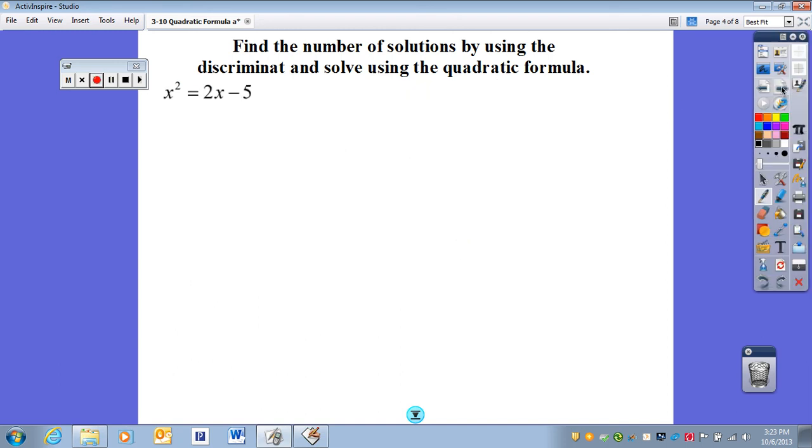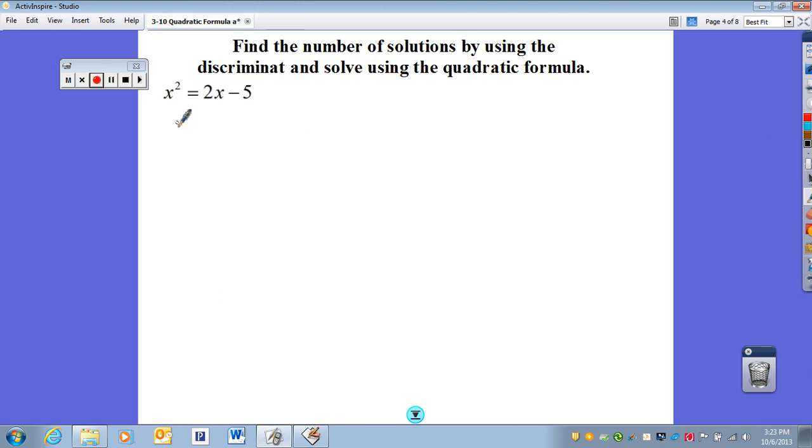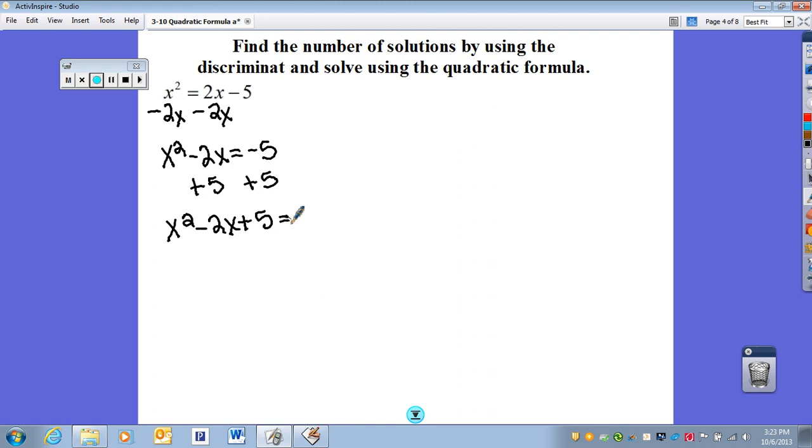Let's try another example. First of all, we need to get our quadratic into standard form, so we're going to subtract 2x from both sides. So we have x squared minus 2x is equal to negative 5, and then we'll add 5 to both sides to get it into standard form, setting it equal to 0. x squared minus 2x plus 5 is equal to 0.